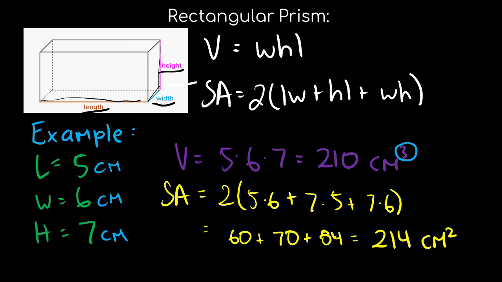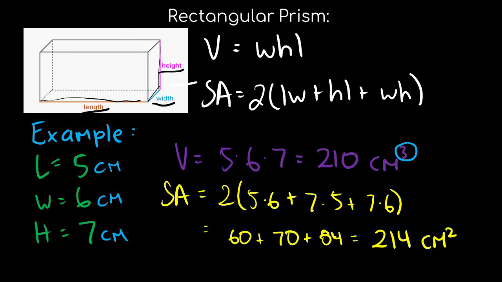So let's have an example. Let's just have centimeters on this. Length equals 5 centimeters, width equals 6 centimeters, height equals 7 centimeters. The volume will be 5 centimeters times 6 centimeters times 7 centimeters. It will be equal to 210 centimeters cubed. Remember, volume cubed, surface area squared.